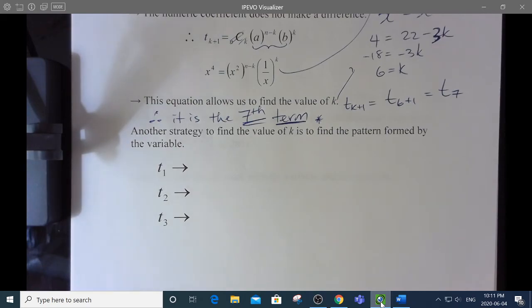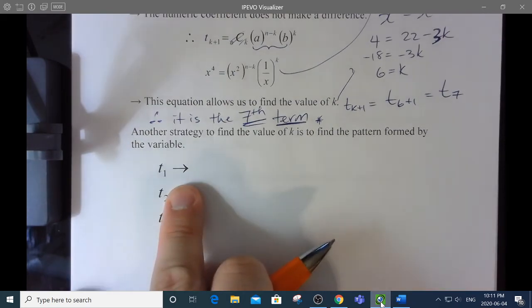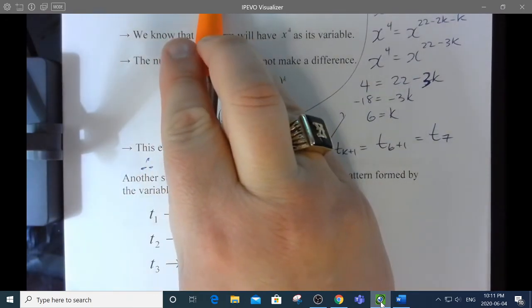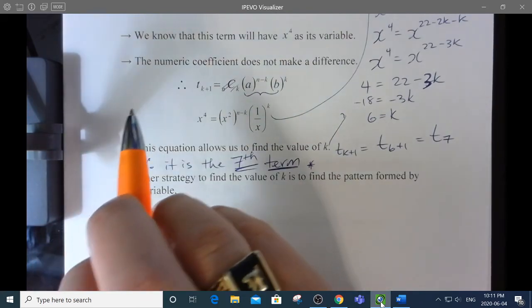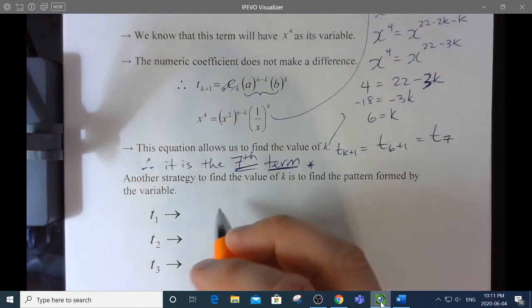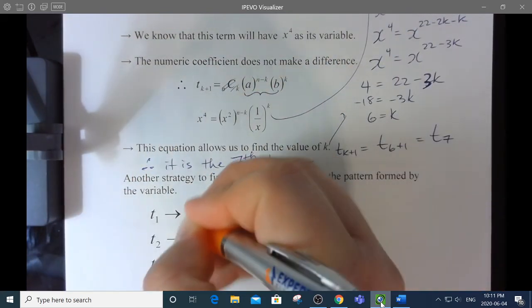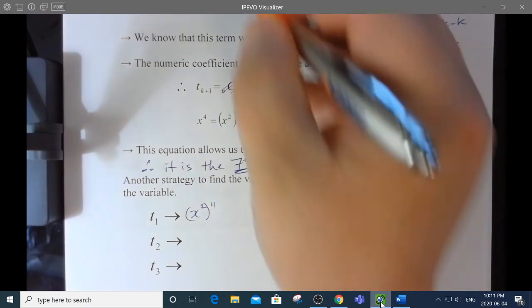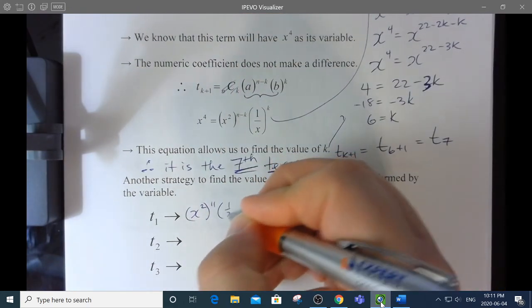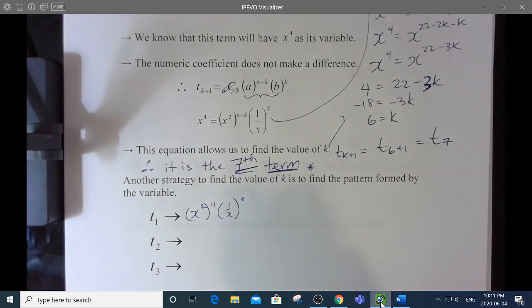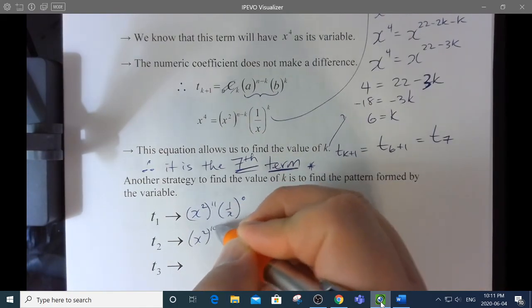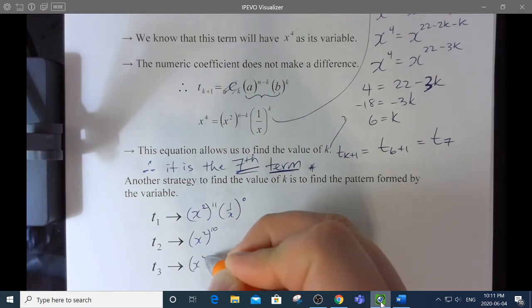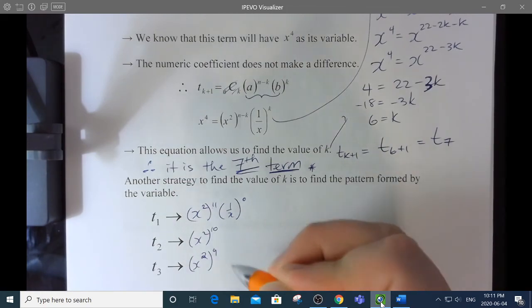Remember how the exponents work. In the first term, you would take the x squared and the 1 over x. And again, coefficients don't matter when I'm just trying to figure out which term it is. So you would take the x squared to the power of 11, and then you take the b, which is 1 over x, to the power of 0. Remember how this pattern works? And then in the second term, this number goes down 1. And in the third term, this number goes down 1.